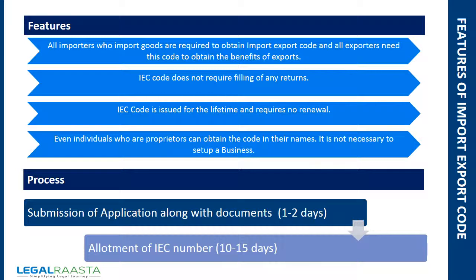In order to obtain an IEC code, you need to submit an application with DGFT along with the required documents. Once the application is approved, the IEC code will be allotted to you in the next 10 to 15 days.